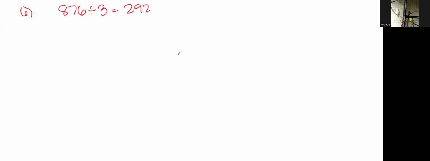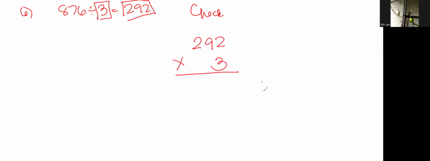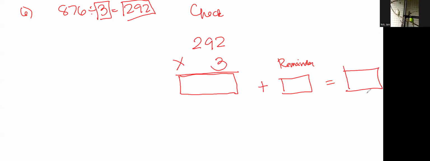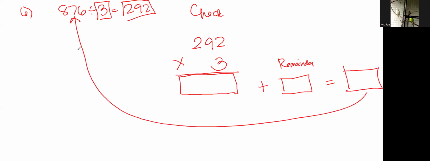So if you remember, how do we do the checking? We said that in order for you to do the checking, you multiply the answer times the divisor. So multiply them. So 292 times the divisor. And then you add whatever is the remainder, if you have a remainder, and then you will have another number. If this number is the same as 876, then you have done your checking. So that's the first thing we need to do.